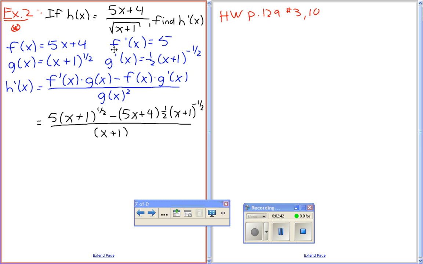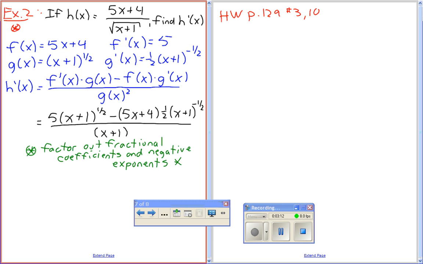You have to take out common factors now, okay? So what you're going to do is, and I write this in your book so no one will forget: factor out fractional coefficients and negative exponents. Okay.